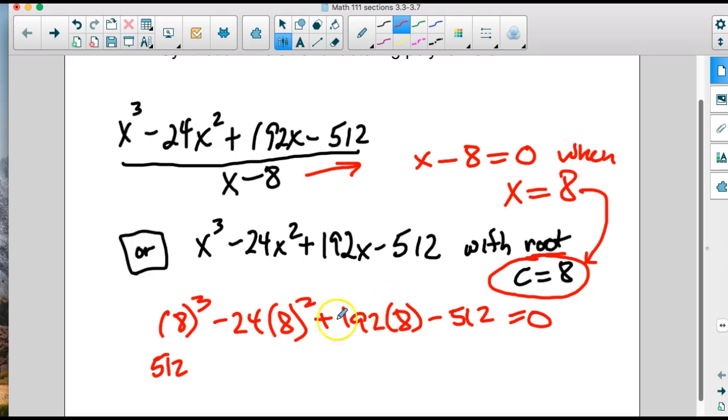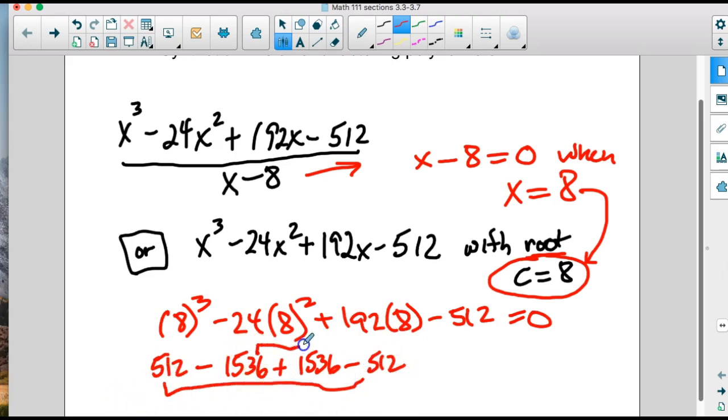We get negative 1536 here for 24 times 64. We get positive 1536 for 192 times 8, and we get minus 512 here. And we can see here that these are opposites, so they drop out. These are opposites, so they drop out. So this is 0. So 8 is a root of this problem.